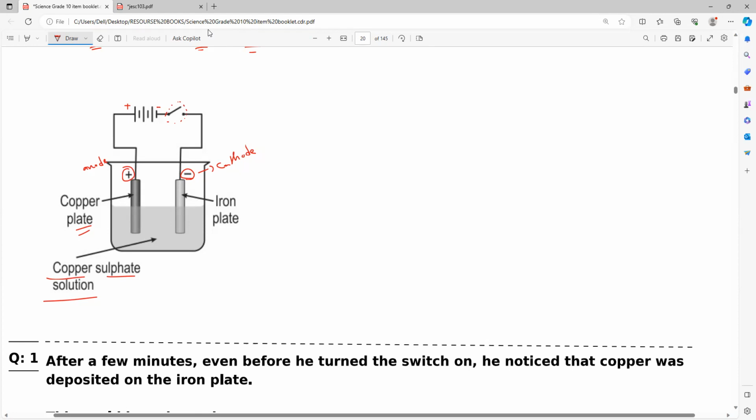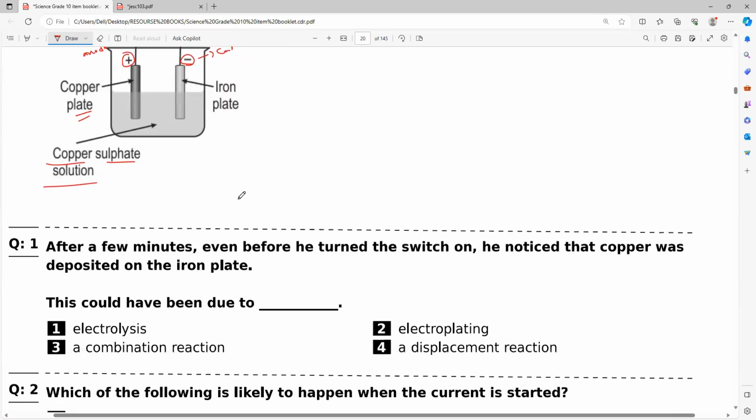You understand? Now, after a few minutes, even before he turned the switch on, he noticed that copper was deposited on the iron plate. One of the best questions related to chapter 1. If you have really understood the basic knowledge, it will never take more than 10 seconds to answer this question. He did not turn on the switch. Yes, Hari. So what is the answer, everybody?